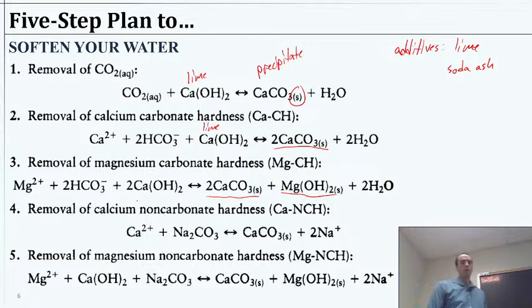Fourth, we're going to remove calcium non-carbonate hardness. And now that we've gotten rid of all this carbonate, different reactions can start occurring. So now that the carbonate's gone, we're going to add in extra carbonate without adding any calcium to get rid of a bit more calcium. Since we've already taken out all the carbonate, now we have to be adding the carbonate, right? And that's where our sodium bicarbonate comes into play, or soda ash. So now we're adding this guy.